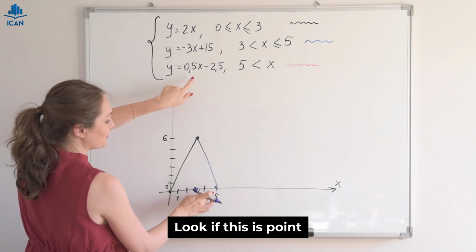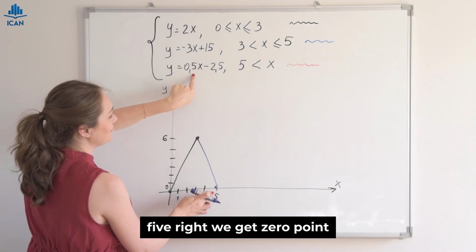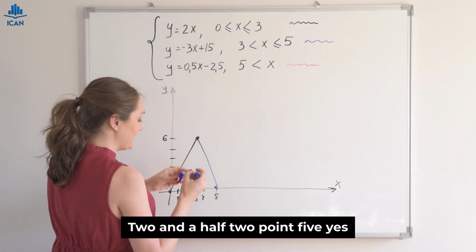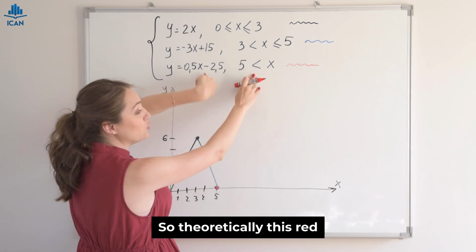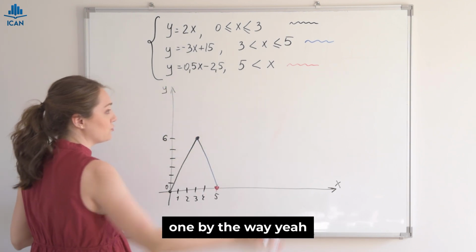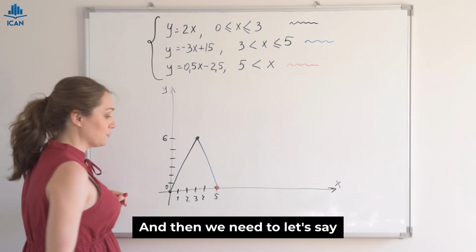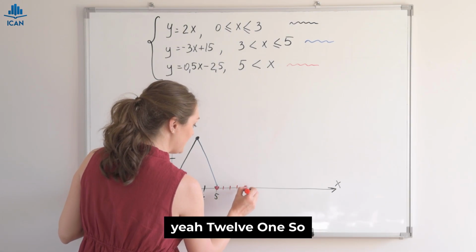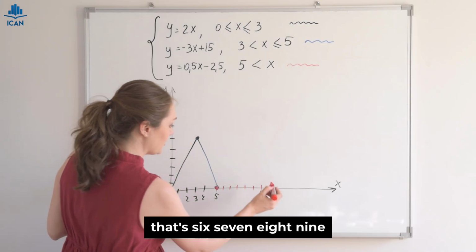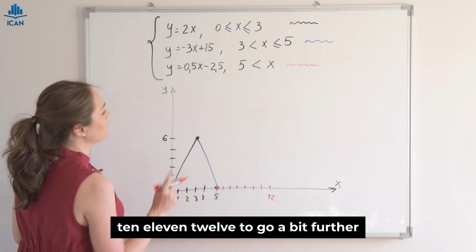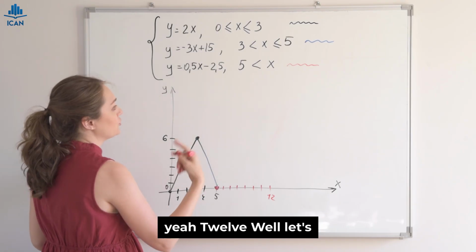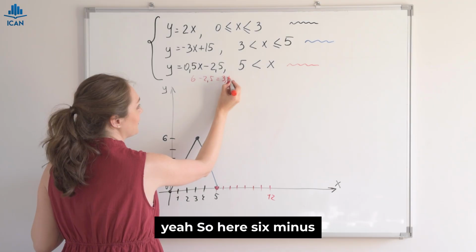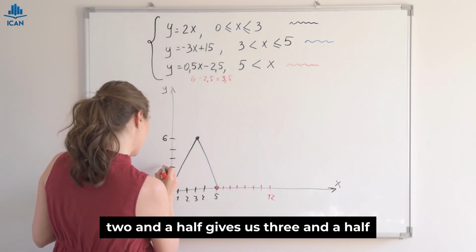Look, if this is 0.5, right? We get 0.5 multiplied by 5. What does that equal? 2.5, yes. So theoretically, this red one, by the way. And then we need, let's say, a point. Well, which one should we take? Well, let's take 12, for example. So that's 6, 7, 8, 9, 10, 11, 12, to go a bit further. Let's say 0.5 times 12. What does that give us? 6. So here, 6 minus 2.5 gives us 3.5.